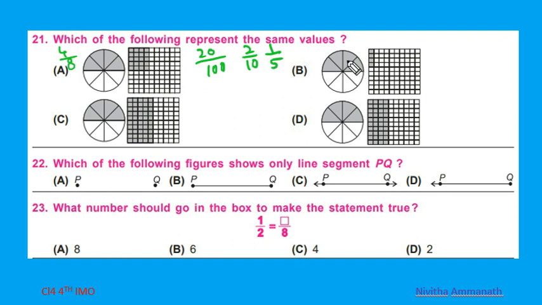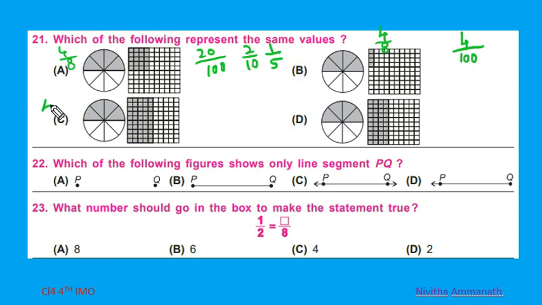And then we look at this. This is 4 by 8. Here 1, 2, 3, 4. Only 4. 4 by 100. This is 1 by 25, not 4 by 8. So this is not possible.